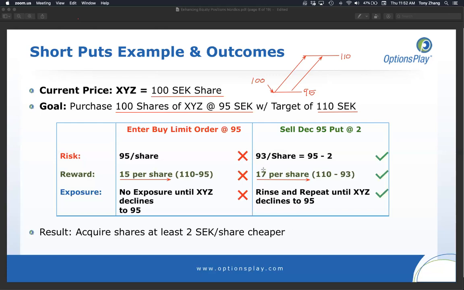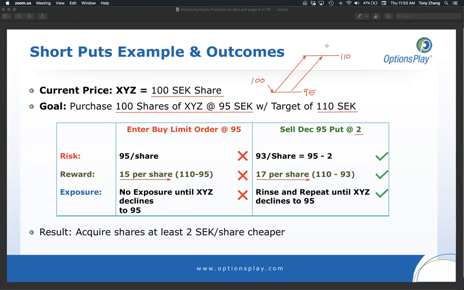And again, that's the first step in improving the risk to reward ratio of every single stock trade that you make. In both scenarios, you have no exposure in stock XYZ until the stock declines to $95. But with the cash secured put, even if the stock doesn't decline to $95, you'll collect 2 crowns roughly every month or so that you're willing to buy the stock.